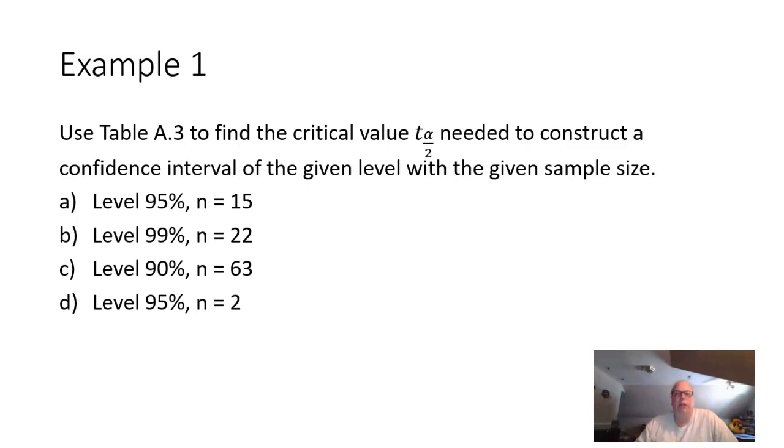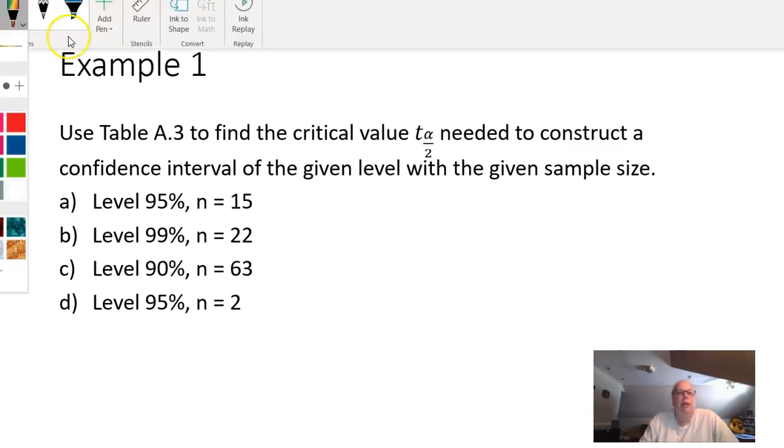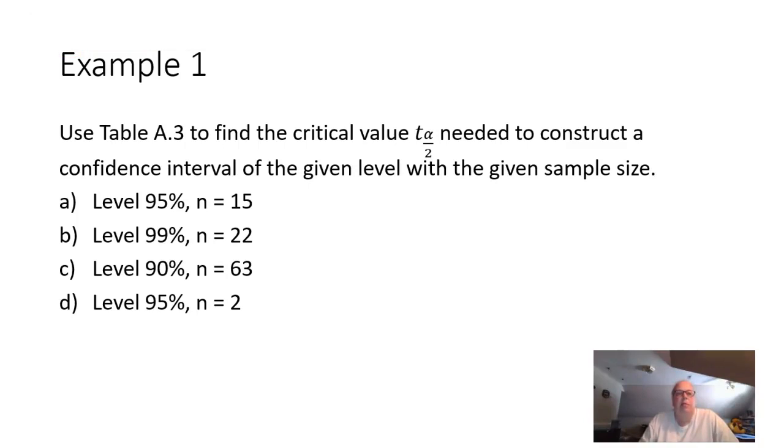Okay, remember, in order to use Table A3, we need to know the degrees of freedom. And our degrees of freedom is defined to be n minus 1. So for Part A, the degrees of freedom will be 15 minus 1, or 14. Now we're going to use Table A3 to pull out our area value underneath the curve, and we are going to look under column 95%, line 14.